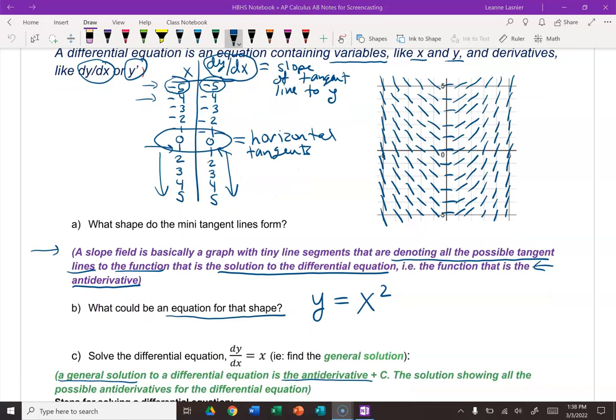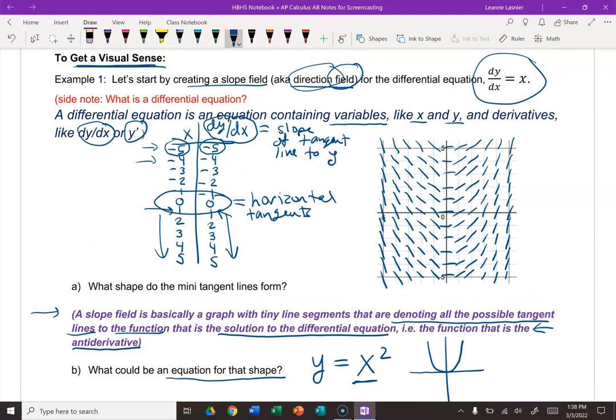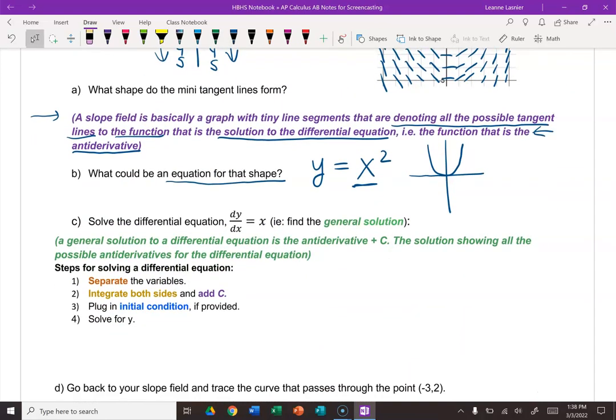And this is because this is our parent equation for any graph that looks like a parabola. Of course, this is the one centered at the origin and facing up. So that's just a guess at what the solution to this differential equation could be. So now we're going to go ahead and find the actual solution. This is our guess right here. We're going to use these steps here to solve and find what that true antiderivative is.